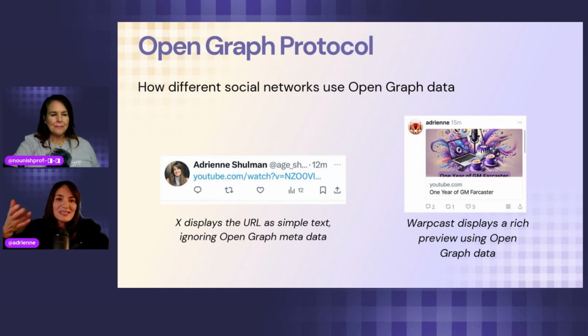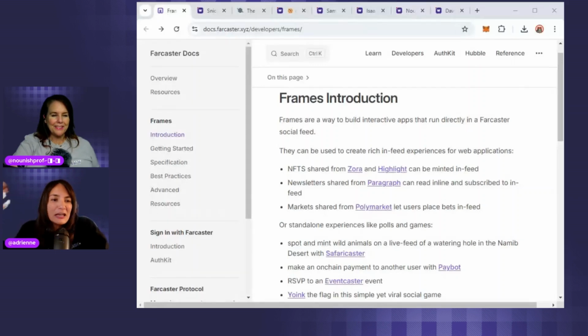But I'd say Open Graph is still very static. It's just displaying content. What frames does is extend the Open Graph and make it so that you can add additional features and make it more interactive. So imagine being able to like the YouTube video or comment on it from within the feed without having to go to the app. That's the vision, I'd say, for frames.